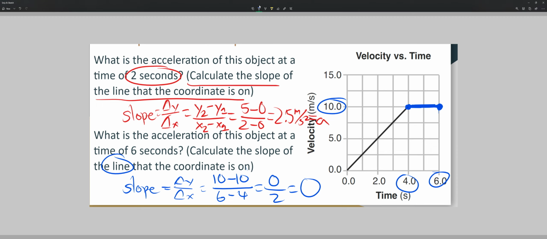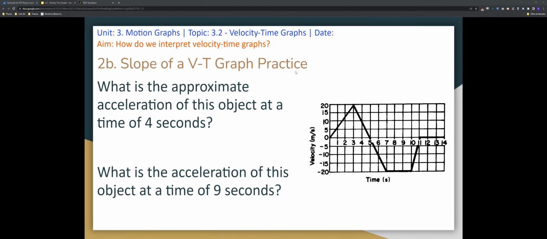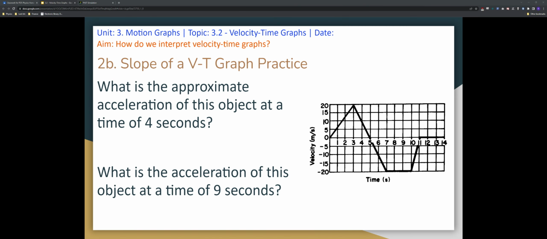Which makes sense because your velocity at 5 seconds is 10, and at 6 seconds is 10. You're moving at constant velocity, and your acceleration is not changing, which means your acceleration here is 0. Acceleration is the change in velocity over time. I'm going to do the same thing over here.